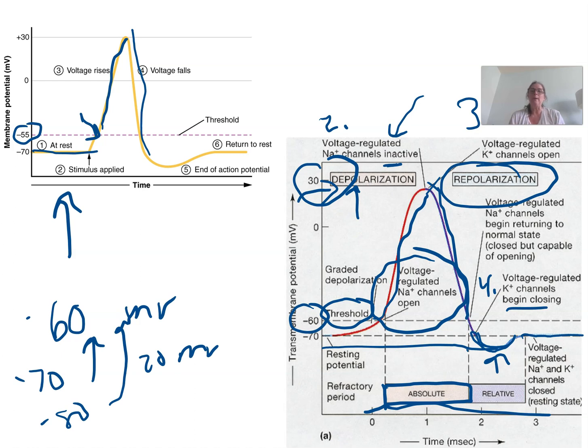So you would need to open more sodium channels to hit threshold. So threshold does not change. What changes is the neuron is hyperpolarized, so it's now further away from threshold. So you need a stronger stimulus to depolarize it.